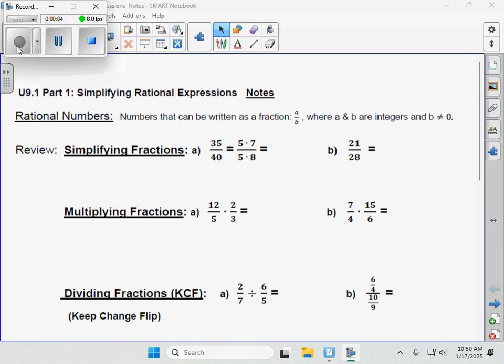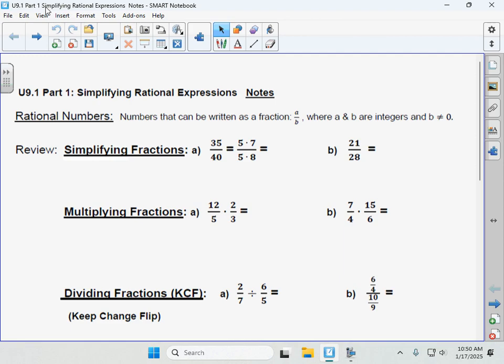All right, Algebra 2, we're going to go ahead and start Unit 9. We're just going to look at the first part of Unit 9.1 today, and then we'll finish off the notes the next time we meet.